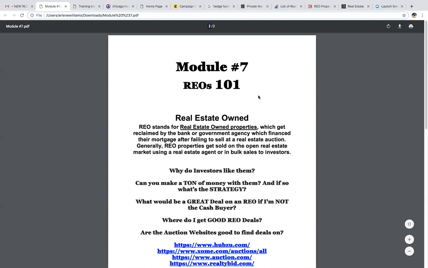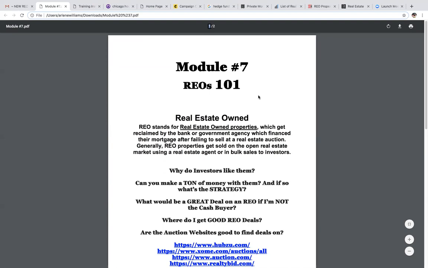I think it's essential, very important, and critical that you understand how REOs work if you want to build your portfolio one day, or if you ever want to work with hedge fund companies. Because these guys buy in big bulk, you can do some things with REOs and make a ton of money. And I'm going to go over that with you right now.